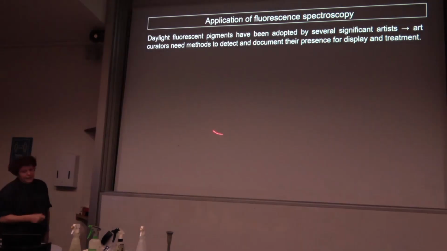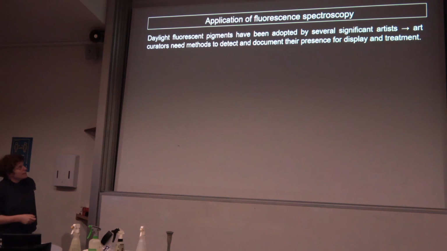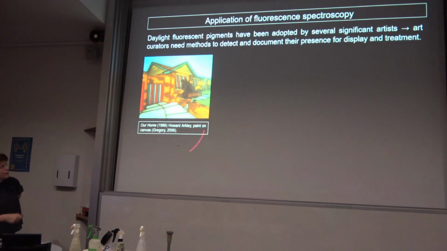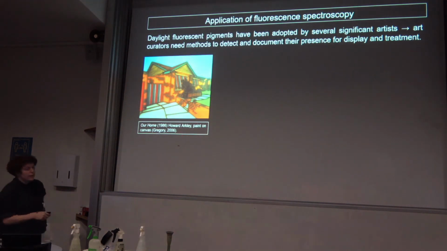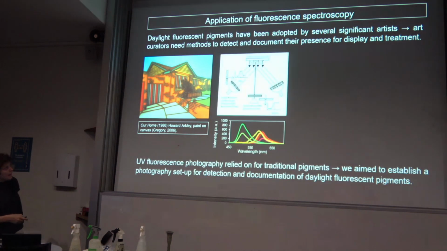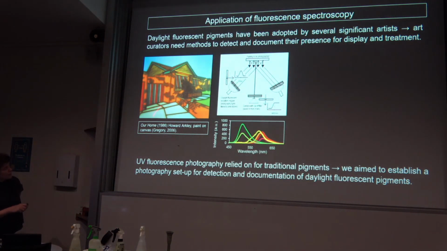So an application of fluorescence spectroscopy is looking at fluorescent pigments, as I've alluded to in the previous slide. Daylight fluorescent pigments have been adopted by several significant artists. For example, Keith Haring, which I mentioned before, that recently had an exhibition at the NGV. But also you might have seen paintings by Howard Arkley, who was a Melbourne artist who depicted suburbia. Essentially, these fluorescent pigments are quite useful to people who work in a gallery or an art curator, because it gives you a clue as to what pigments they use. It also gives you a way to monitor their deterioration.